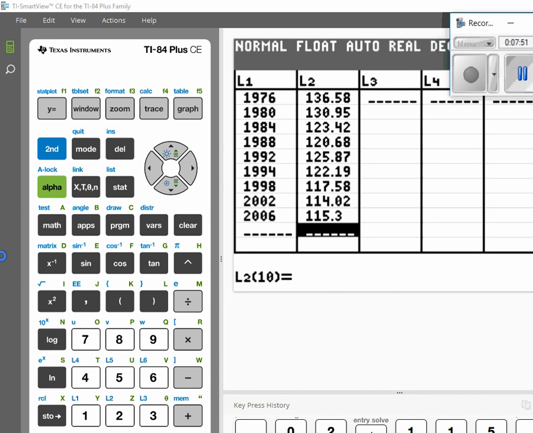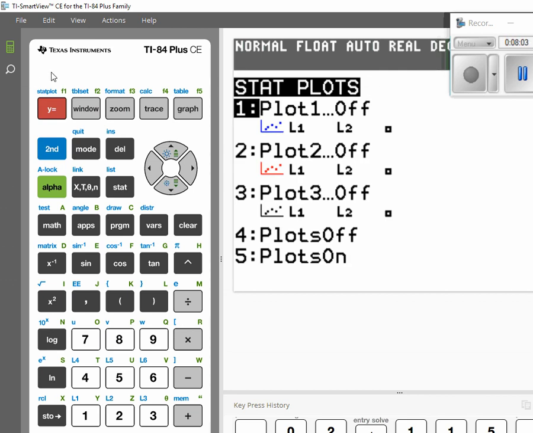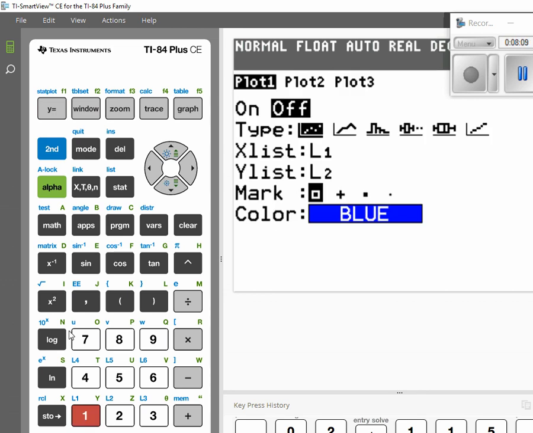Okay, so now it'll actually plot it for you in a scatter plot. The way you have to do this is you go to second y equals to get the stat plot. Do you see the stat plot? We're going to select number 1 for turning plot on. So we have to turn it on. Do you see how it's flashing on, but it's solid on off? We have to press enter on the on so that it's actually turned on. Just so you know, if you ever get into any difficulty where something doesn't plot properly, it's probably because you have a plot on when it shouldn't be on.